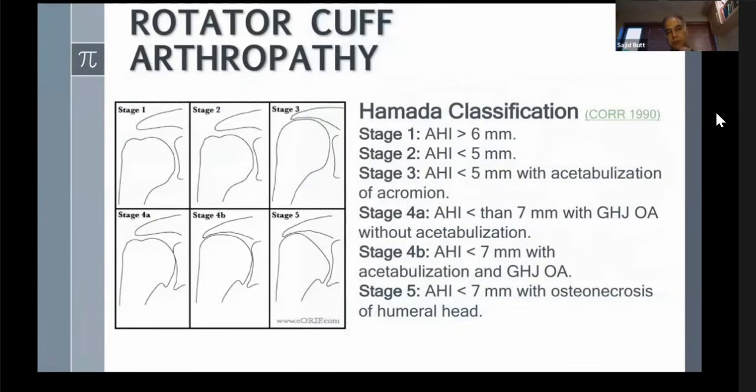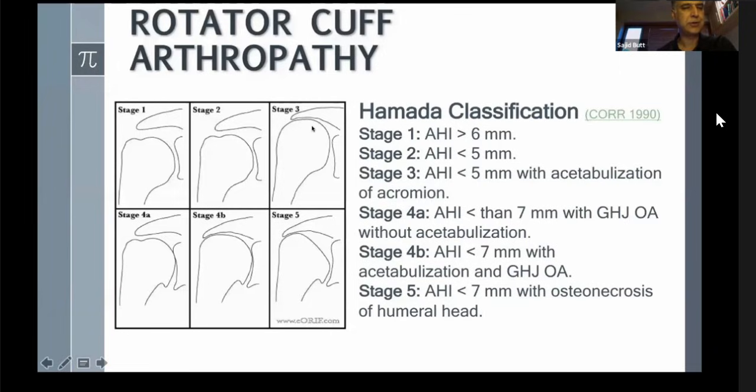This problem can be classified by this system, which is the Hamada classification. I would not expect you to know about it. Just understand the concept, right? So this is what normal is. Notice the acromion and the glenohumeral joint. Once you begin to get reduced joint space, that's stage 2. And then here, it's completely articulating, the 2 bones.